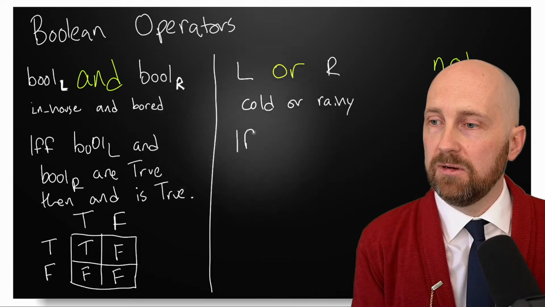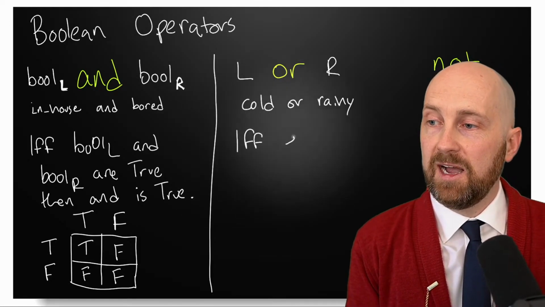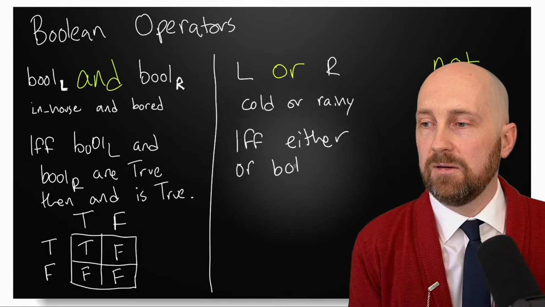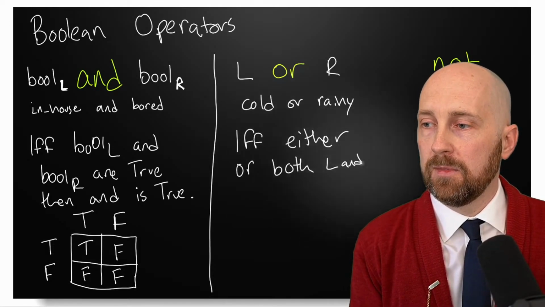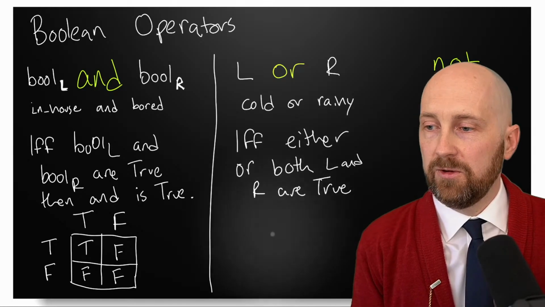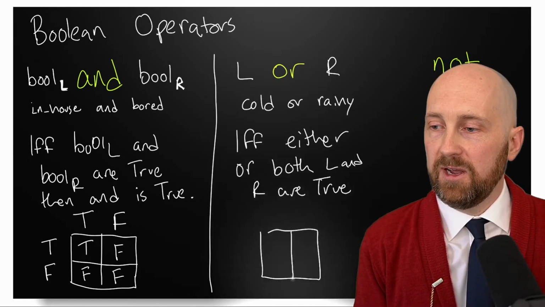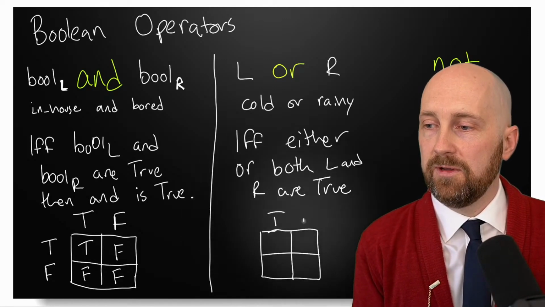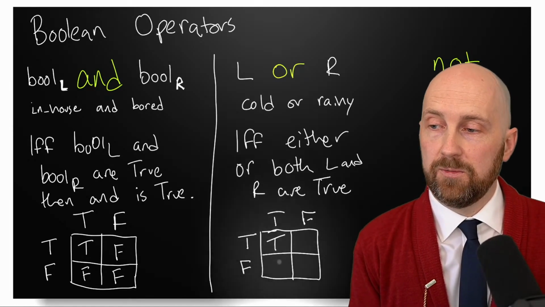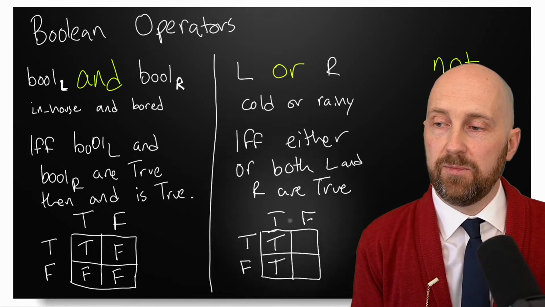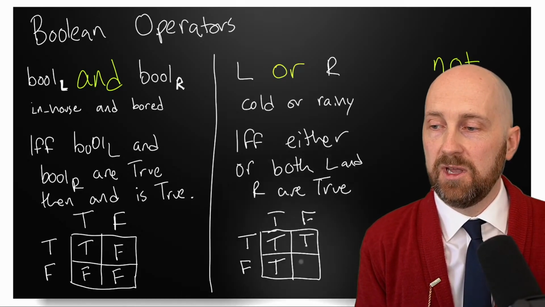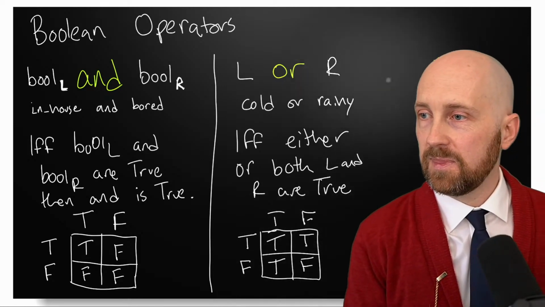And so the OR operator evaluates to true if and only if either or both L and R are true. And this is going to have a different truth table, right? So this truth table will have some different outcomes than the AND operator. So again, if either are true or if both are true, we have a true. So if one of the variables was true and the other was false, it would be true. But if both are false, then we're going to have a false outcome, right?